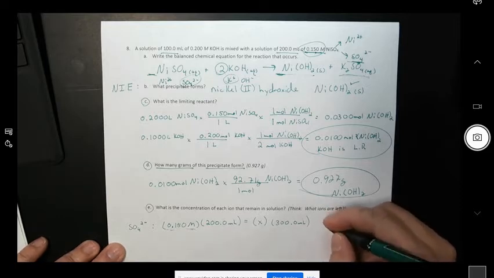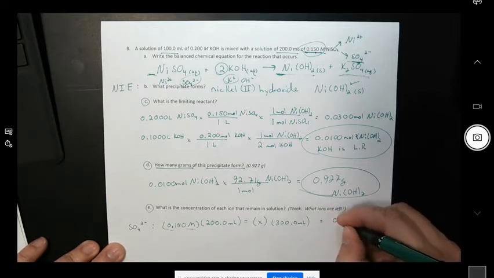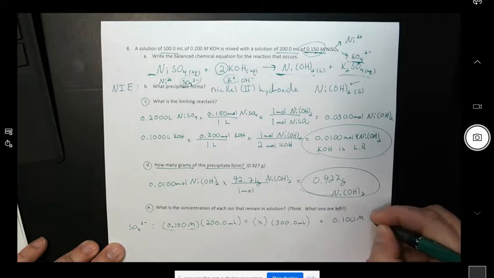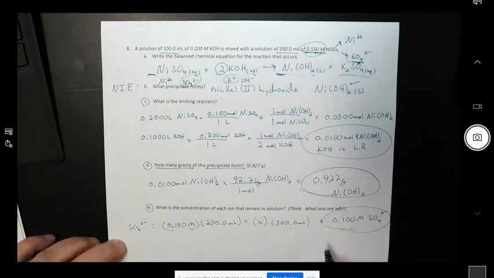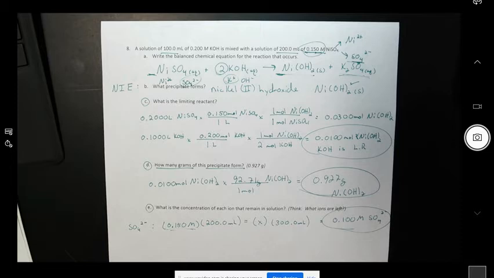When I do this, I end up getting 0.100 molar for my sulfate, SO4 2-. That's my new concentration. Remember, moles don't change. So since the volume of the solution went up, the molarity is going down, and so I'm going from 0.150 down to 0.100.